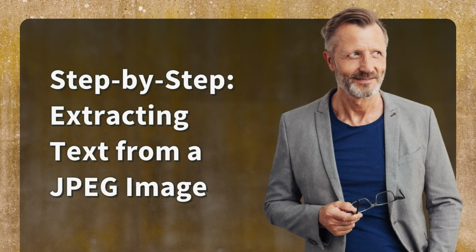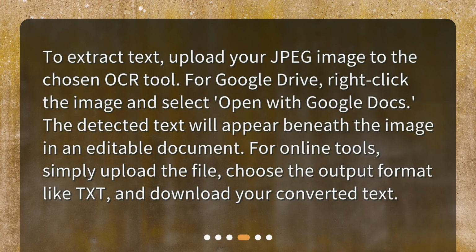Step by step, extracting text from a JPEG image. To extract text, upload your JPEG image to the chosen OCR tool. For Google Drive, right-click the image and select Open with Google Docs. The detected text will appear beneath the image in an editable document. For online tools, simply upload the file, choose the output format like TXT, and download your converted text.